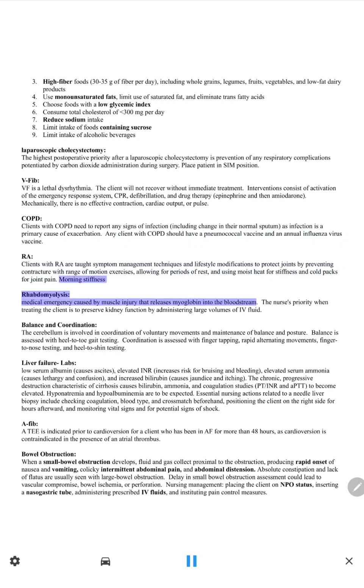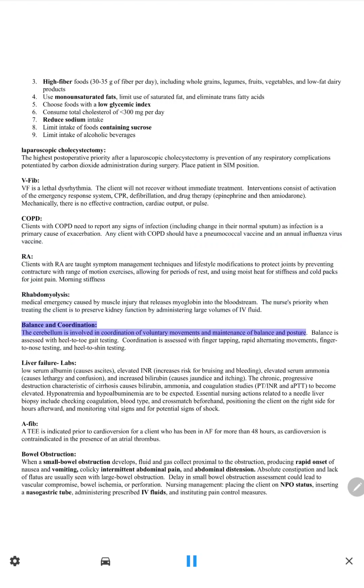Morning stiffness. Rhabdomyolysis is a medical emergency caused by muscle injury that releases myoglobin into the bloodstream. The nurse's priority when treating the client is to preserve kidney function by administering large volumes of IV fluid.